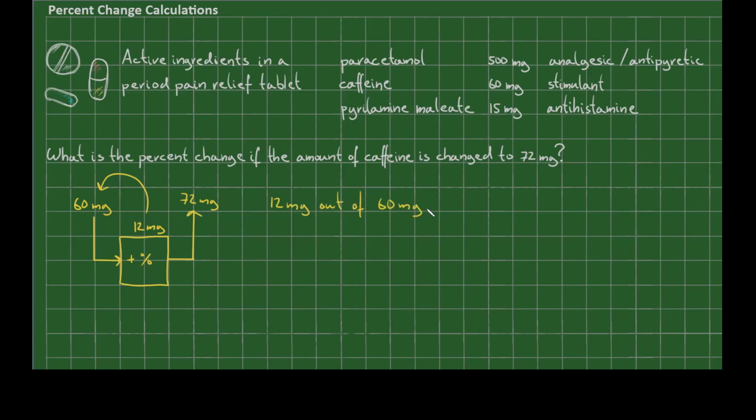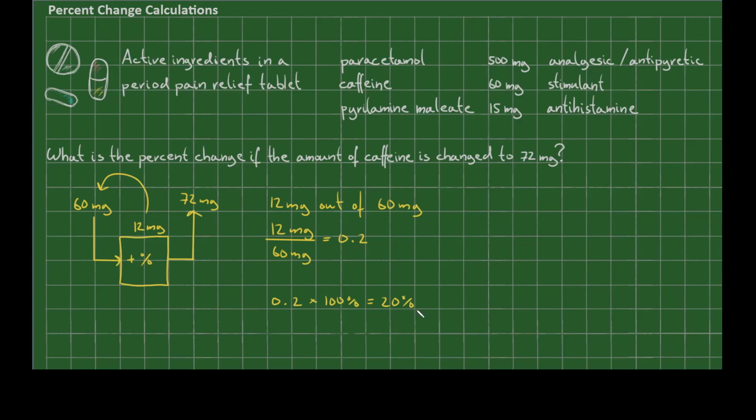In mathematics, the use of words out of usually suggests a division. So I can write this as 12 milligrams divided by 60 milligrams. And that will give me 0.2. The question is asking for a percentage. This means I need to take the 0.2 and multiply it by 100%, and that will give me 20%. And now I can say that an increase in caffeine from 60 milligrams to 72 milligrams represents a 20% increase.